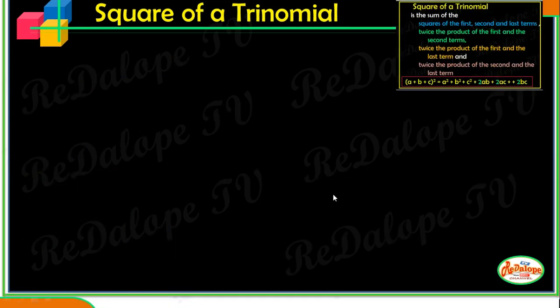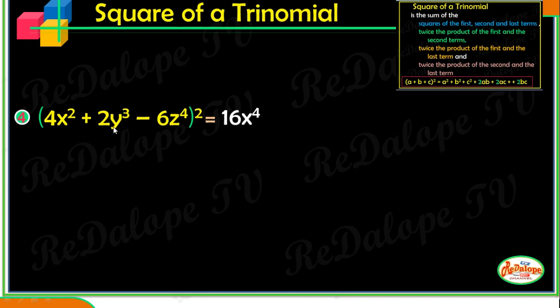Next, for the fourth one, we have 4x squared plus 2y cubed minus 6a4, raised to square. So squaring the first three terms, we have 4x squared times 4x squared, so that is 16x raised to 4. Then 2y cubed times 2y cubed, so that is positive 4y6. Negative 6a4 times negative 6a4, so that is positive 36a8.